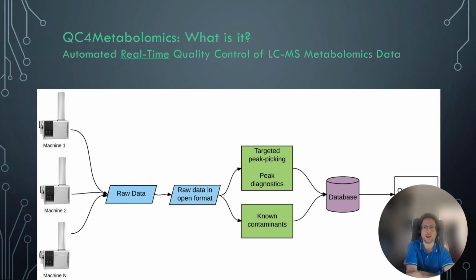The setup looks something like this. You can have multiple machines that record data. That is typically done in a proprietary format, so QC4Metabolomics also includes an automatic converter that converts to mzML format. The different modules in QC4Metabolomics can do different automated analyses on the data. That could be checking the accuracy of specific peaks and screening for contaminants. All these results are saved in a database, and then you can easily investigate the data in a web interface. The best way to explain it is to show it, so let me show you what the web interface looks like in action.